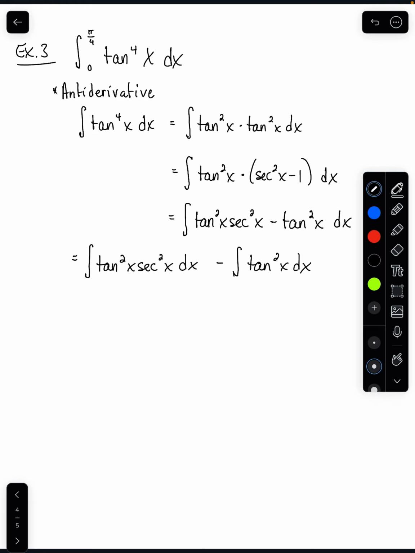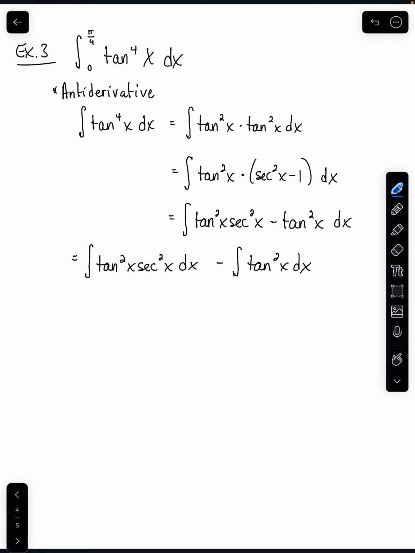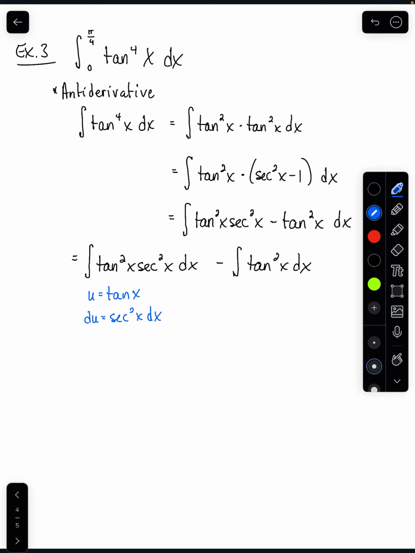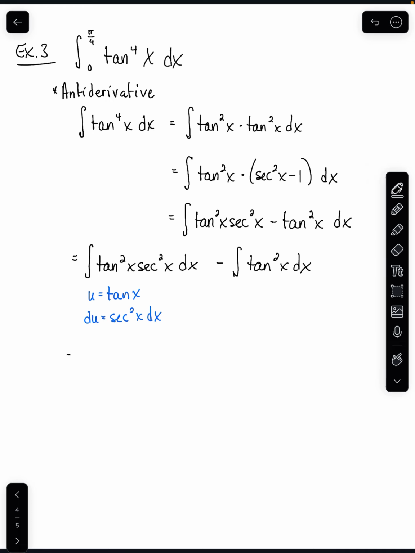In this first one, I can simply do u equals tangent x with du equals secant squared of x dx. And that first integral is going to be very easy and clean to work with because it's simply going to become u squared du. Nice and clean.